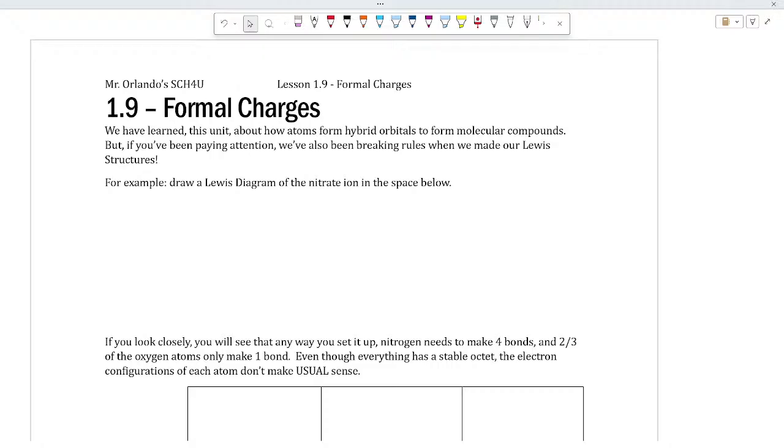So I'd like you to draw the nitrate ion here, please. Nitrate. Can anyone remind me what the formula for nitrate is? Don't worry if you don't know it, but does anyone remember it from grade 11? NO3. And what charge does it take? -1. Okay. So take a moment and draw a Lewis structure for the nitrate ion in the space provided, please.